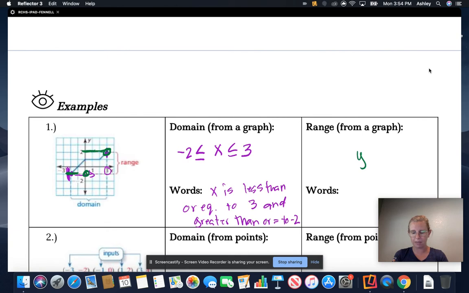So y lives in the middle. It's less than or equal to, again, because those endpoints are closed. They're part of the solution. It is less than or equal to 2. It is greater than or equal to -1.